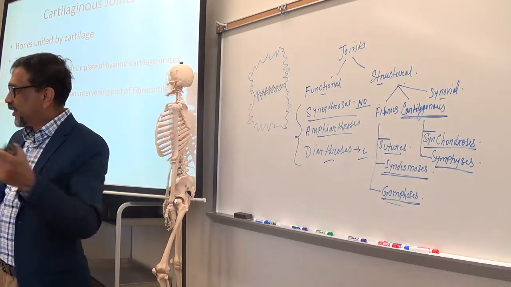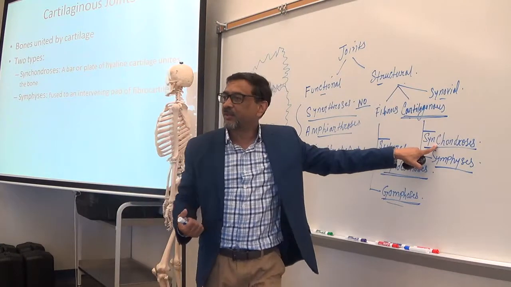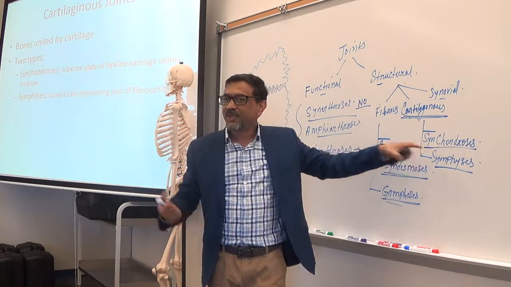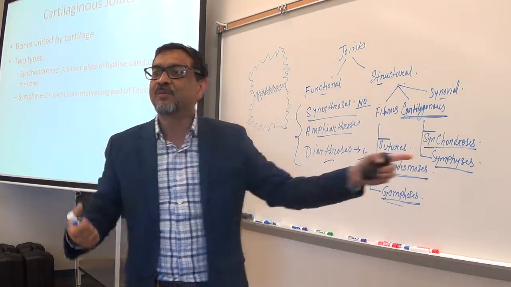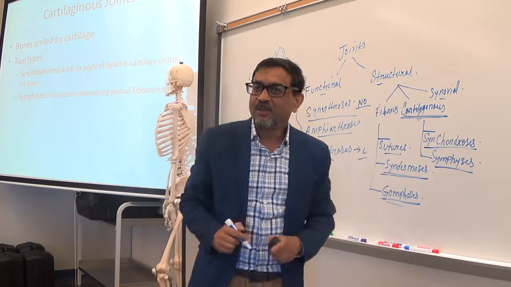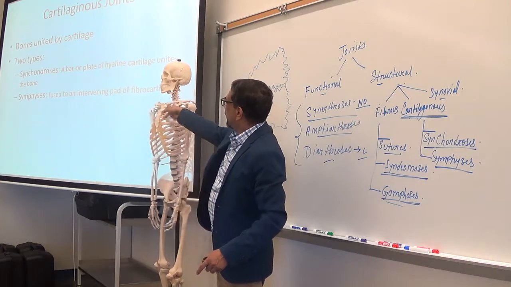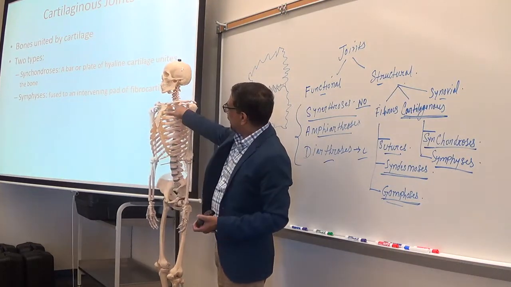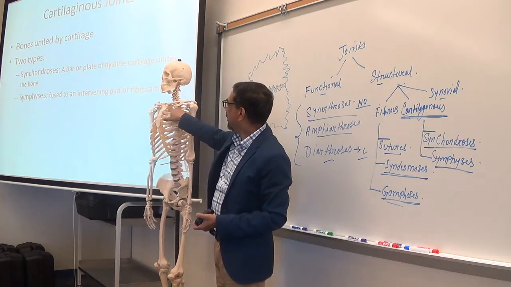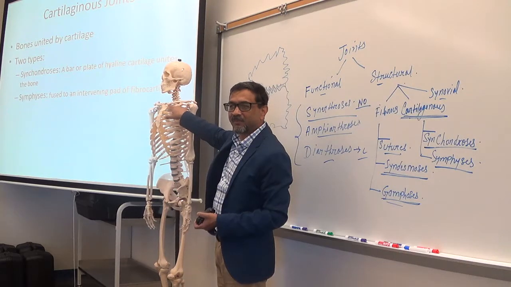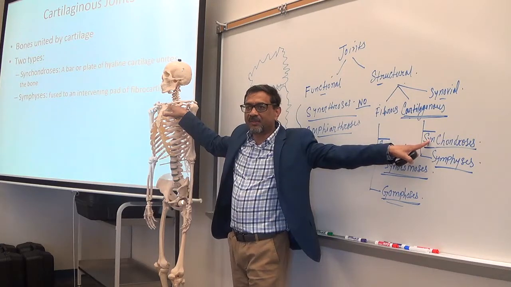So if you see the bones are attached together by hyaline cartilage, that is synchondrosis. Is it clear? If you see the bones are attached together by fibrocartilage, that is symphysis. Makes sense? So if I ask you for an example, this is the first rib. The first rib is attached to the sternum by hyaline cartilage. So this is synchondrosis.